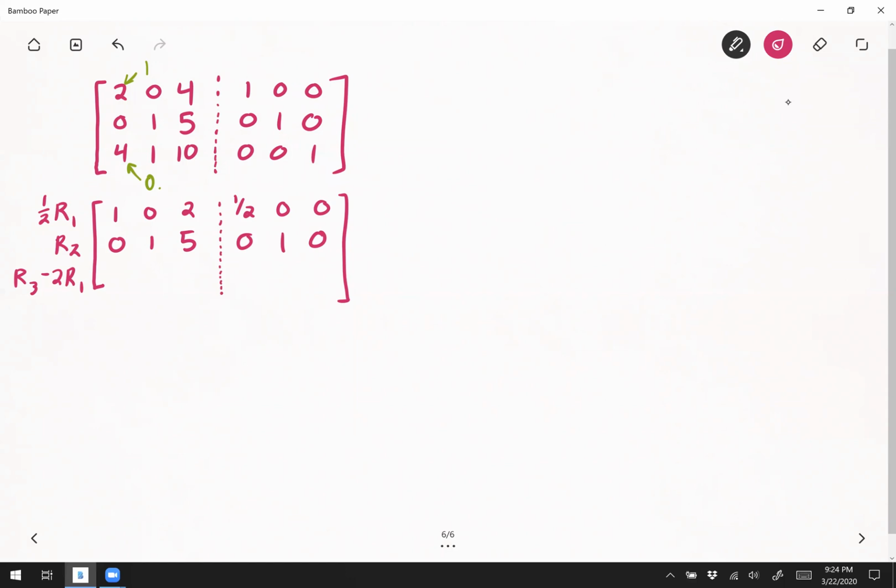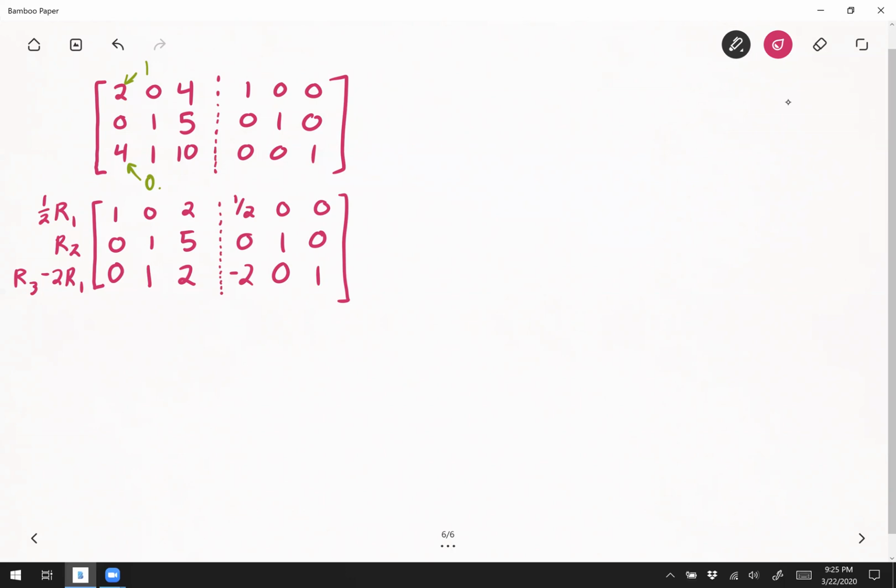Last row, row 3. From each of the numbers in the third row, I'll subtract 2 times the number in the first row. So let's see. 4 minus 2 times 2 is 0. 1 minus 2 times 0 is 1. 10 minus 2 times 4 is 10 minus 8, which is 2. 0 minus 2 times 1 is negative 2. 0 minus anything times 0 is 0. 1 minus 2 times 0 is still 1. All right, good progress.